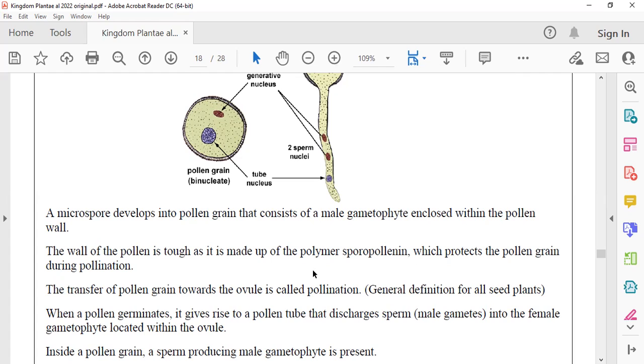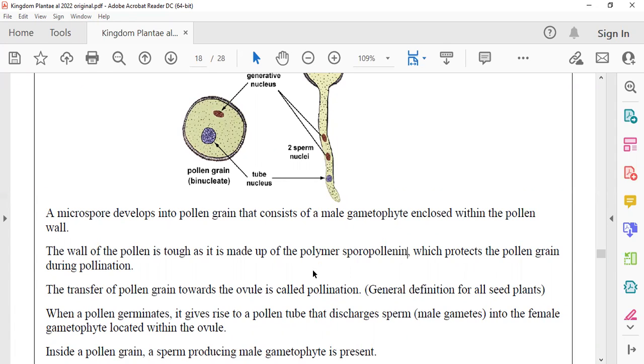What is the definition you will write for cycus? Pollination in cycus. What will you write? Sir, mature ovule. No, correctly tell me the definition.